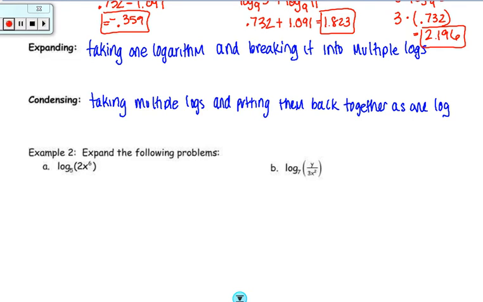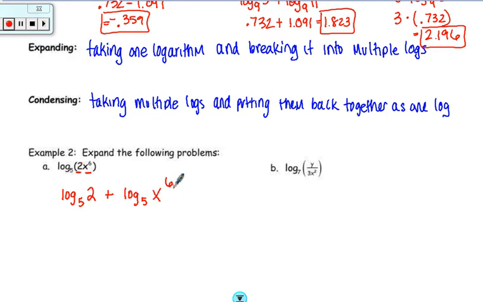So how many pieces are inside that logarithm? There's a 2 and an x to the 6th. So I know I'm going to have 2 logs. Now this is 2 times x to the 6th. So what undoes multiplication? Addition. So I'm going to have log base 5 of 2 plus log base 5 of x to the 6th.